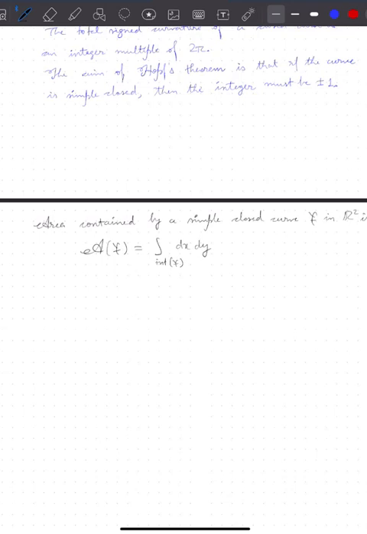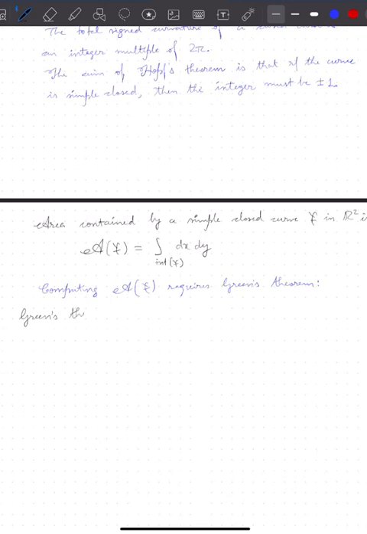But to compute this, we require Green's theorem. So what we'll see is that computing the area A of gamma requires Green's theorem, right? Now, what does Green's theorem say?